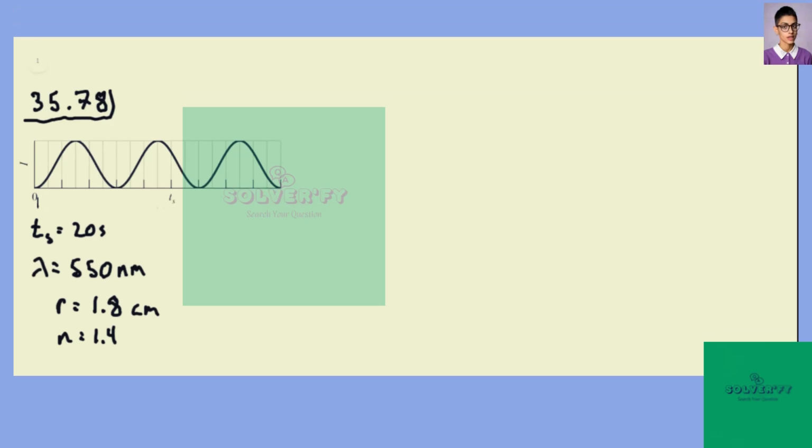Problem 35.78. So we have something like a soap film. It's being held in a ring. So here's like a cross-sectional view. And so we're looking at reflected light on this soap film, or film of whatever kind of liquid.